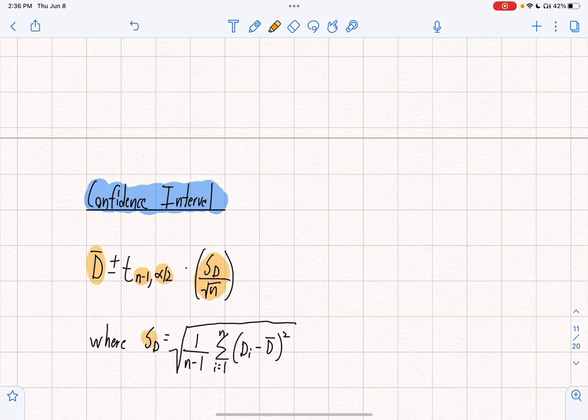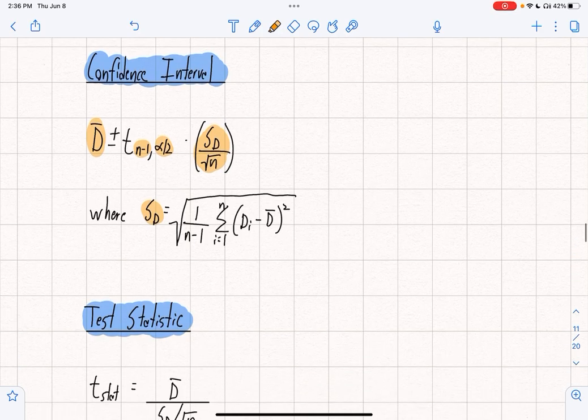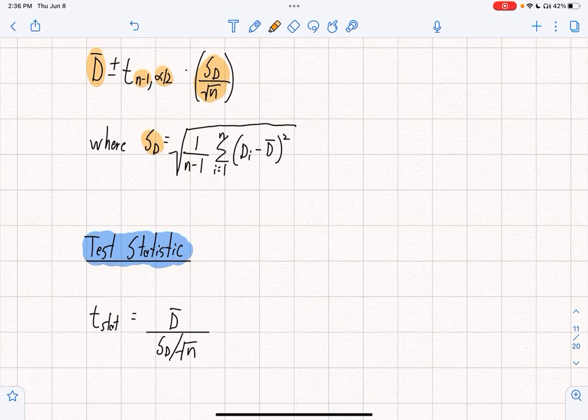So the standard deviation here is just like our most basic formula for standard deviation, like what we learned way back in chapter 3. It's just we're taking the standard deviation of the differences, D1 to Dn. And then our test statistic is t-stat equal to d bar over sd over square root of n.